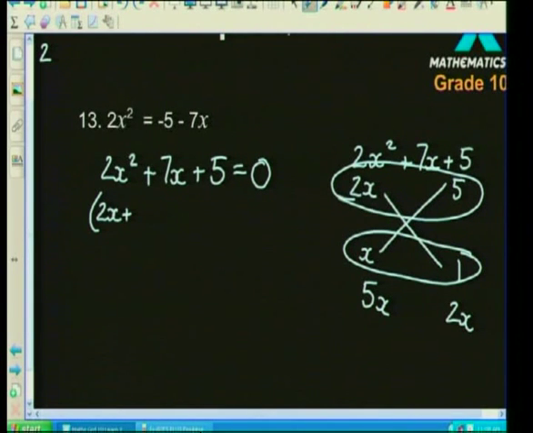plus 5, and x plus 1 is equal to 0. So step 2 is done.